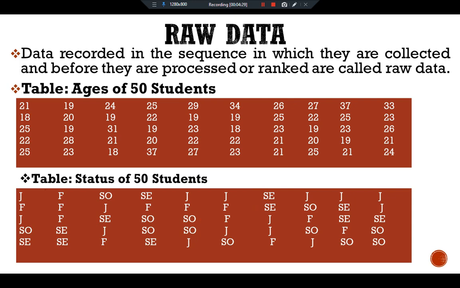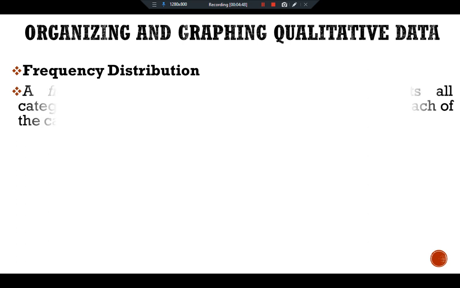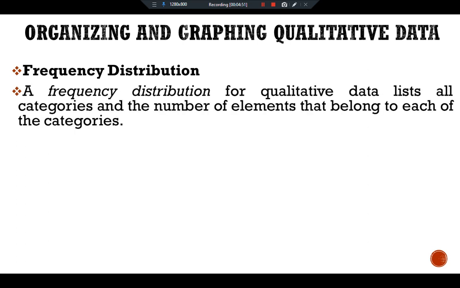An ungrouped data set contains information on each member of a sample or a population individually. So let's discuss the detail about organizing and graphing qualitative data. For this, we first discuss the frequency distribution. Dear scholars, a frequency distribution for qualitative data lists all categories and the number of elements that belong to each category. So let's see a frequency distribution with the help of an example.